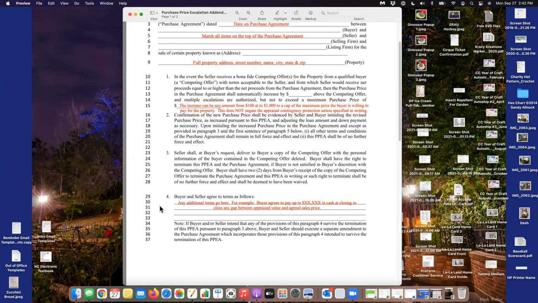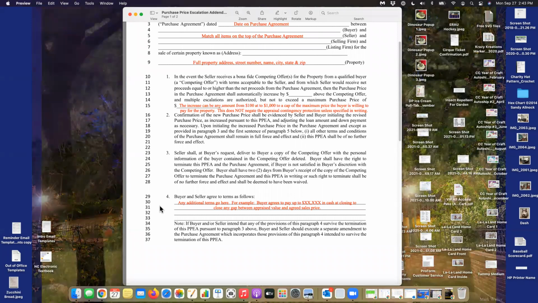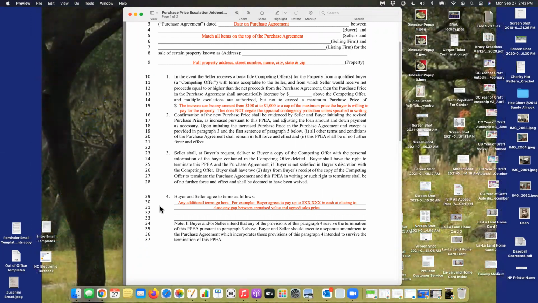That becomes a new negotiation within the purchase. If this is written in, buyer agrees to pay up to, let's say, $2,000 in cash at closing to close any gap between the appraised value and the agreed sales price, then when the appraisal comes in at $125,000, the buyer is obligated now to pay that additional $2,000, and the seller is obligated to accept that $127,000 final sales price based on what is written in this agreement.